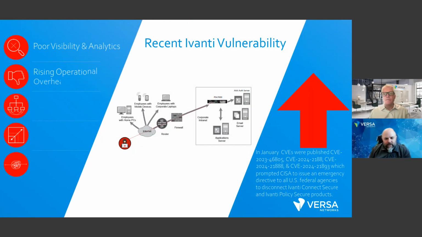Well, there was poor visibility and analytics due to it being behind a firewall. I can only see so much. The box is under attack. It's being exploited. It looks like valid traffic. The box wasn't patched accordingly, so I didn't necessarily have the visibility to understand whether that box was compromised. There's also a rising operational overhead that comes with that. Once again, you're having to maintain this, you're having to upgrade this, you're always having to patch this.